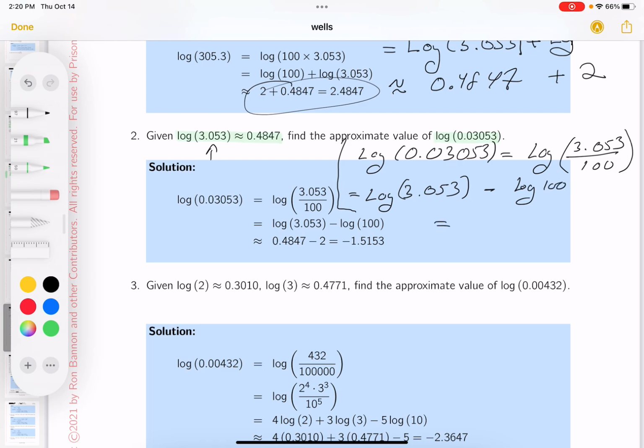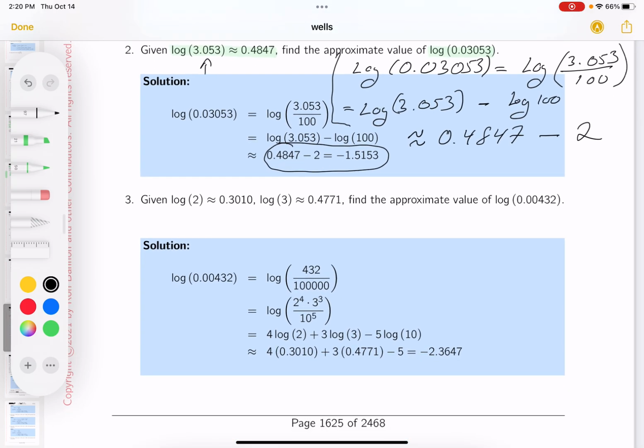Now, certainly, I want to make sure you know this is an approximate answer. And why is that? Well, the log of 3.053 is approximately 0.4847. And the log of 100 we just did is 2. All right? The arithmetic is written over here for you. All right? I'm just interested in writing things down.